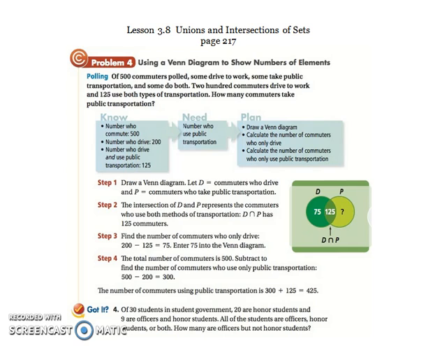Okay? So the problem is, of 500 commuters polled, some drive to work, some take public transportation, and some do both. So 200 commuters drive to work, and 125 use both types of transportation. How many commuters take public transportation? Okay. So the first thing we know is there's 500 people total. Only 200 of them drive. And the number who drive but also use public transportation is 125.